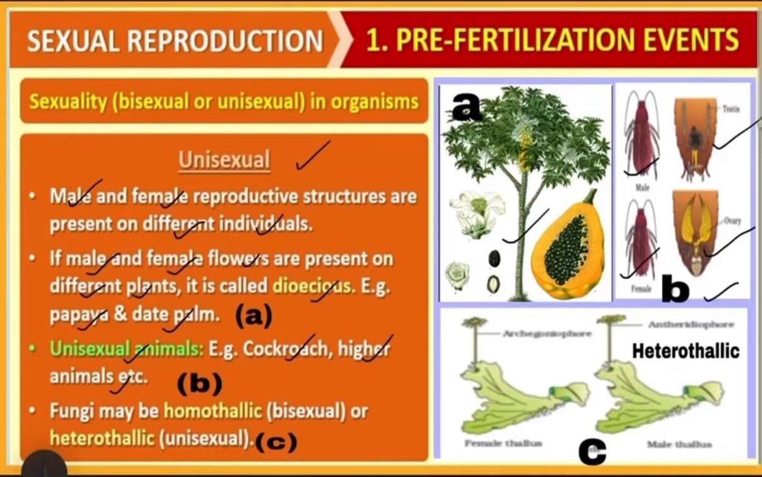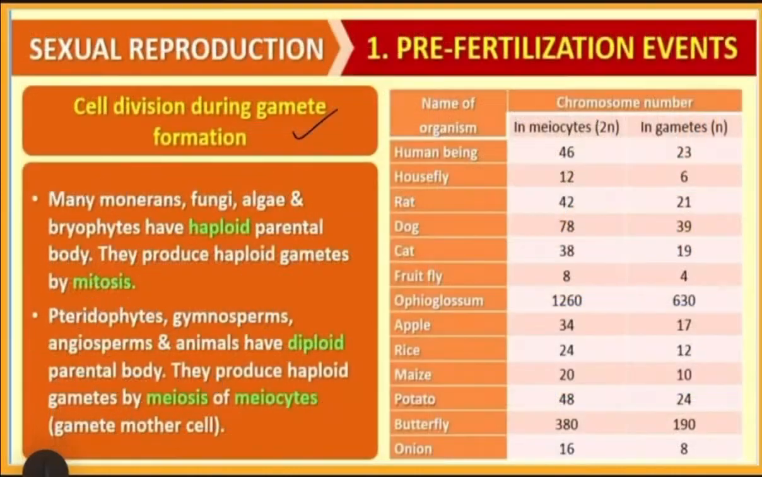Come to fungi. Fungi may be homothallic, means bisexual, or heterothallic, means unisexual. See the heterothallic fungi here. This is the female thallus, this is the male thallus, having the female sex organs and the male sex organs. So these are examples of unisexual organisms. How does gamete formation take place in the organism? It takes place by cell division.